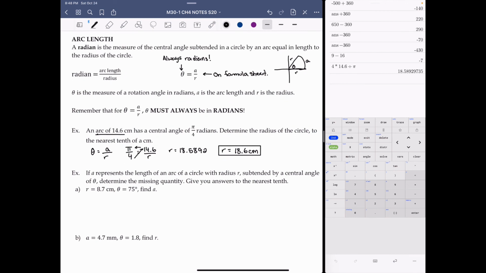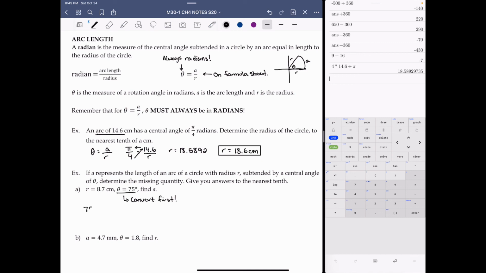If A represents the length of an arc of a circle with radius r, subtended by a central angle of theta, determine the missing quantity. Give your answers to the nearest tenth. For A, we have r equals 8.7 centimeters and theta equals 75 degrees. We want to find A. Notice our theta is in degrees. We need to convert first. Our theta has to be in radians before we can use the theta equals arc length over radius formula.